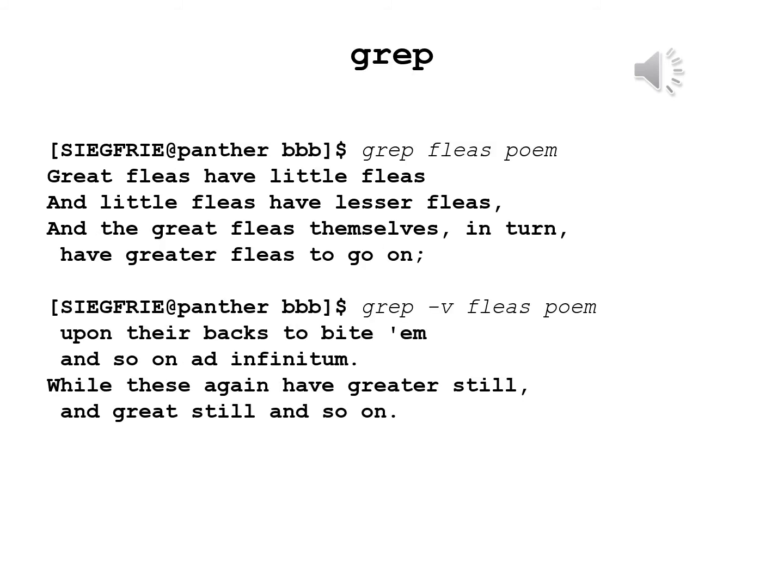The format for grep is the name of the command, followed by the text you seek, and then the name of the file or files. Yes, you can use this command on more than one file at a time. In our first example, I typed the name of the command, grep, and then the text to be found, fleas, and the name of the file afterwards, poem. In our second example, I type -v, 1 space after grep. This option displays the lines not containing the text.